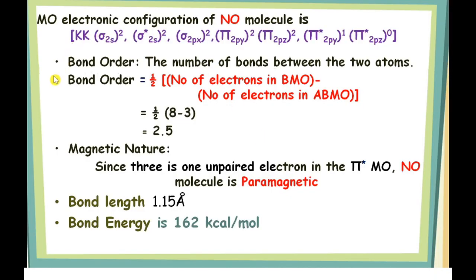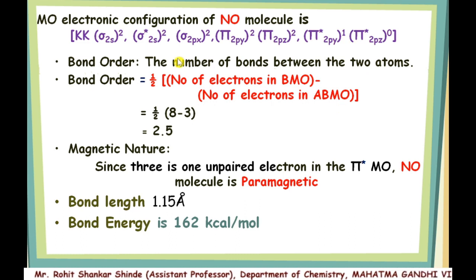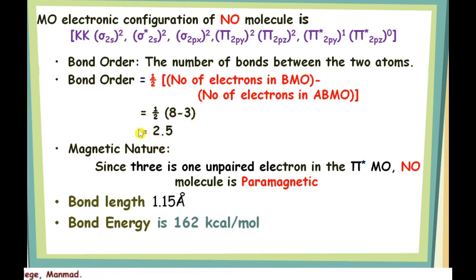Now let us calculate bond order. Bond order can be calculated by using the formula: half of the number of electrons in BMO minus number of electrons in ABMO. So BMO possesses 2 plus 6, 8 electrons, while ABMO possesses 2 plus 1, 3 electrons. So 1/2 in bracket 8 minus 3, it becomes 2.5. So 2.5 indicates that bonds present between nitrogen and oxygen in nitric oxide are 2 and a partial bond.